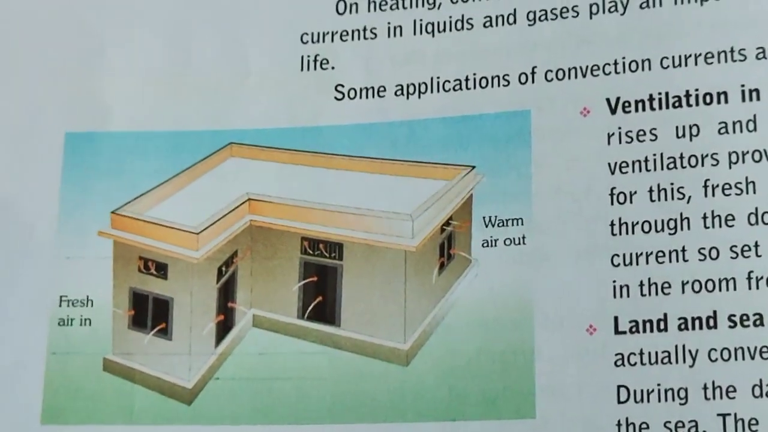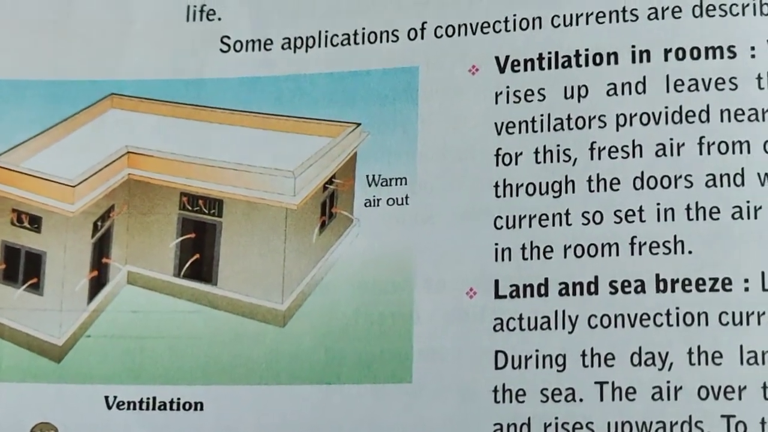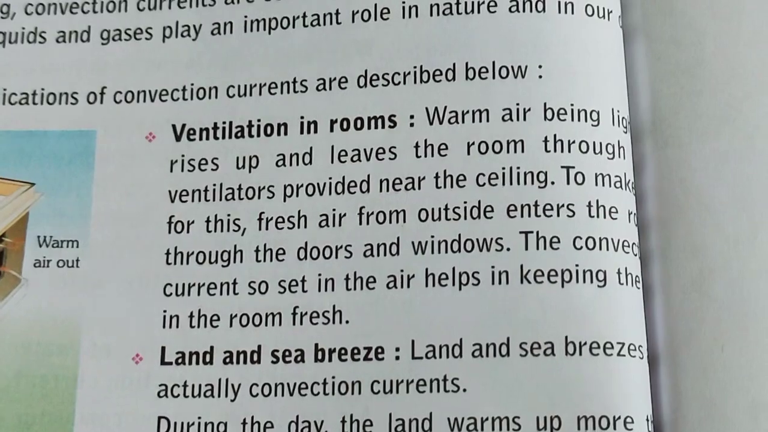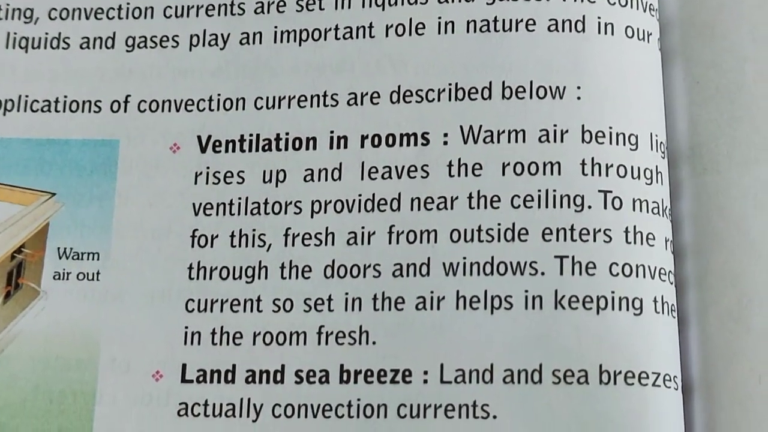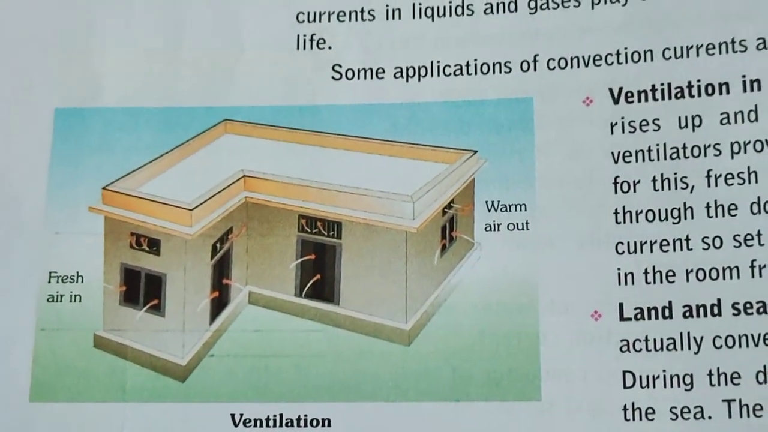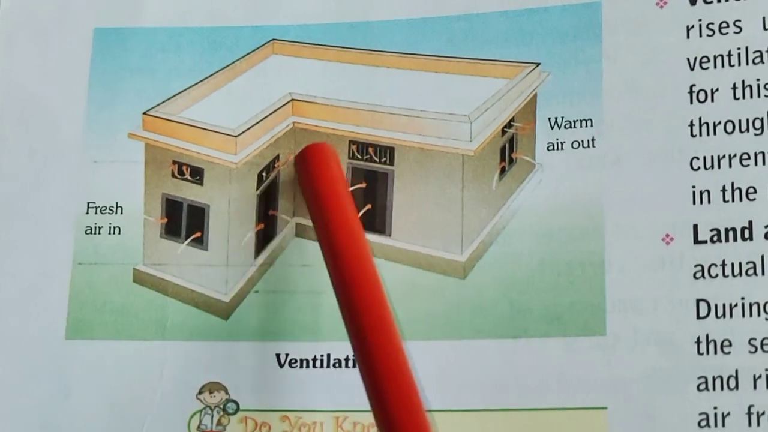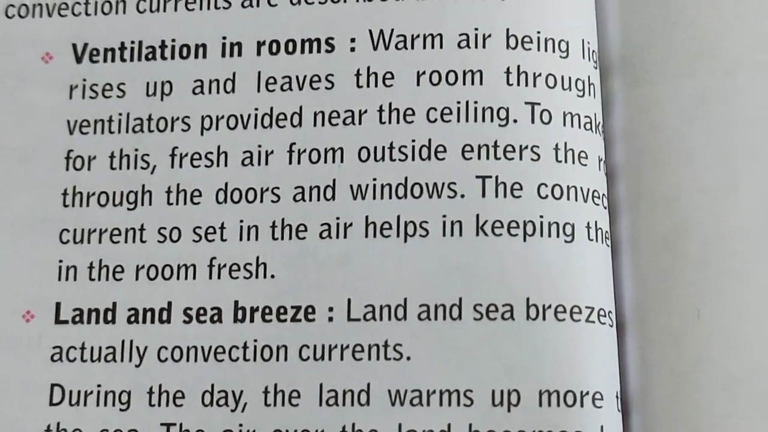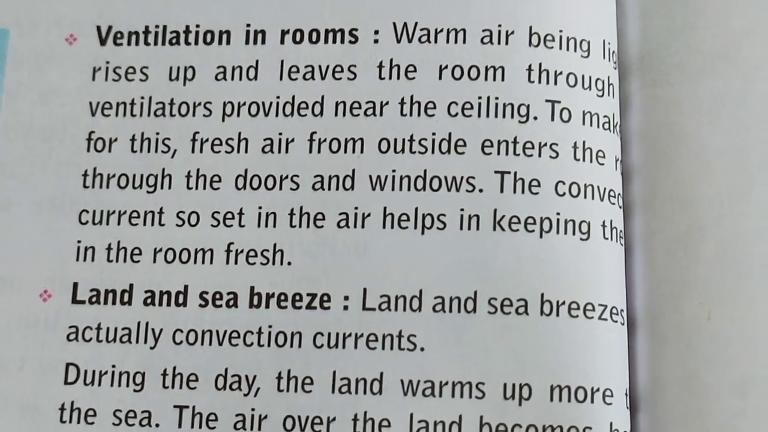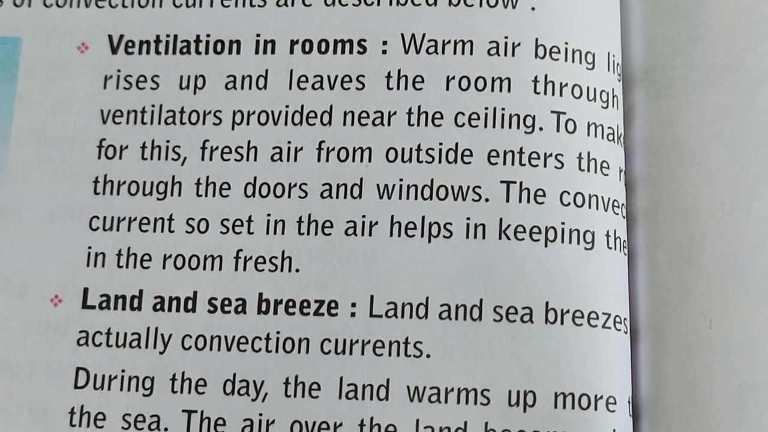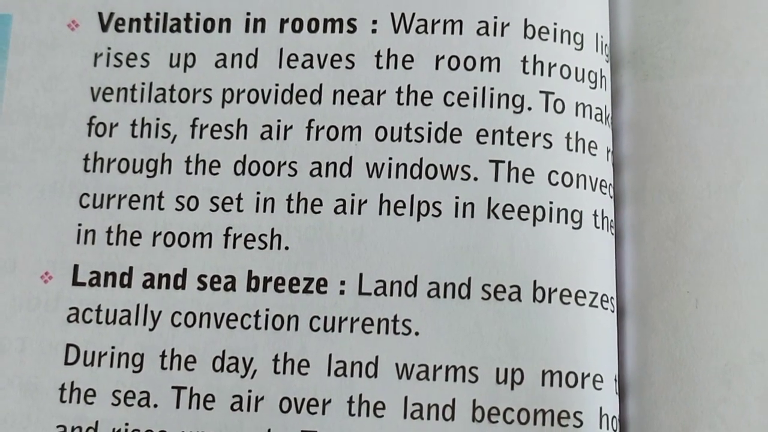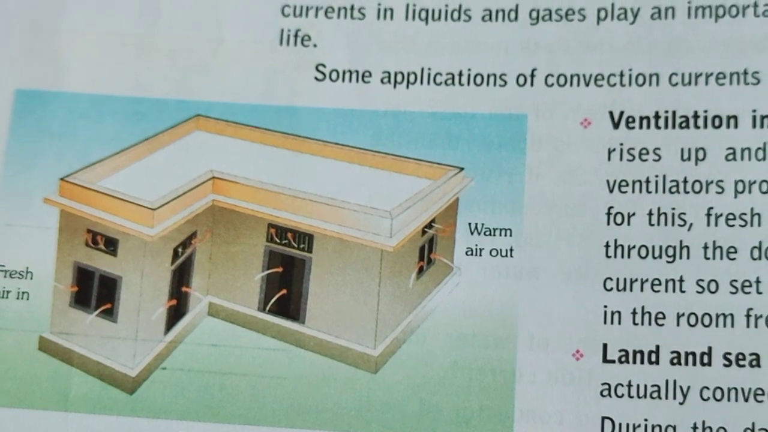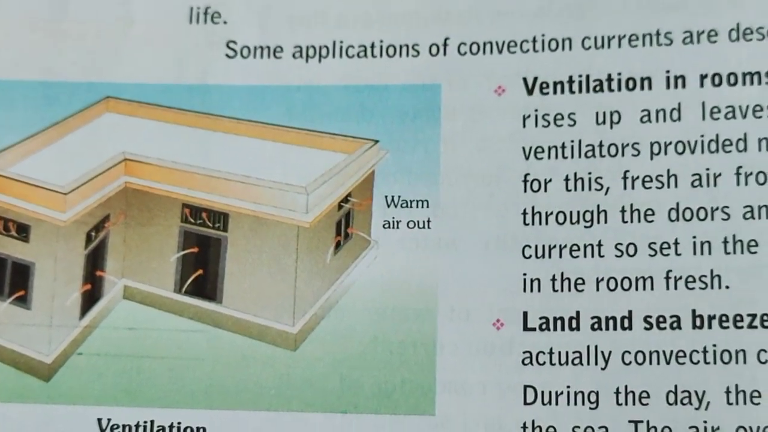Now let's see in our daily life what are the factors that depend on this convection current, like ventilation in rooms. Warm air being lighter rises up and leaves the room through ventilators. Therefore, ventilators are provided near the ceiling. On the other hand, fresh air from outside enters the room through the doors and windows. Convection current set in the air helps in keeping the room fresh. Therefore, while placing ventilators, doors and windows, these factors must be remembered.